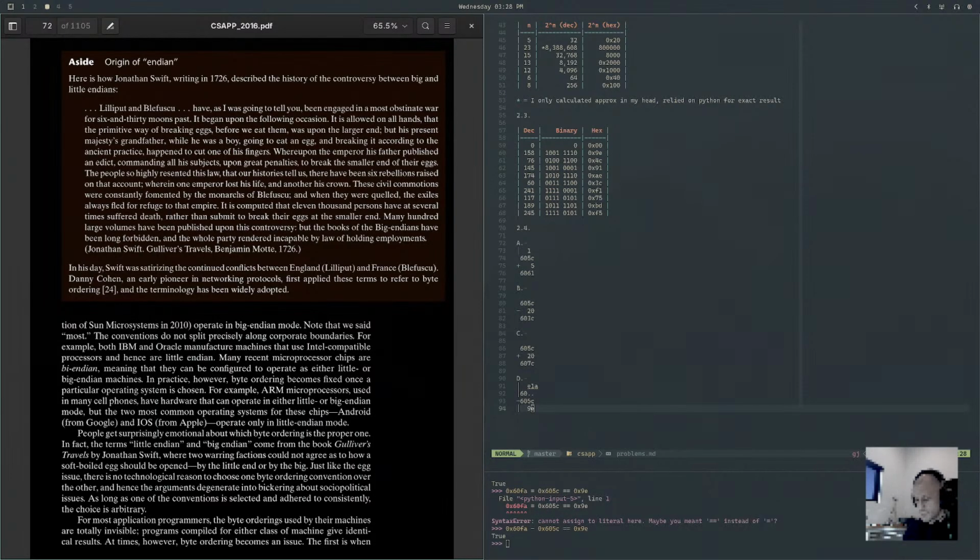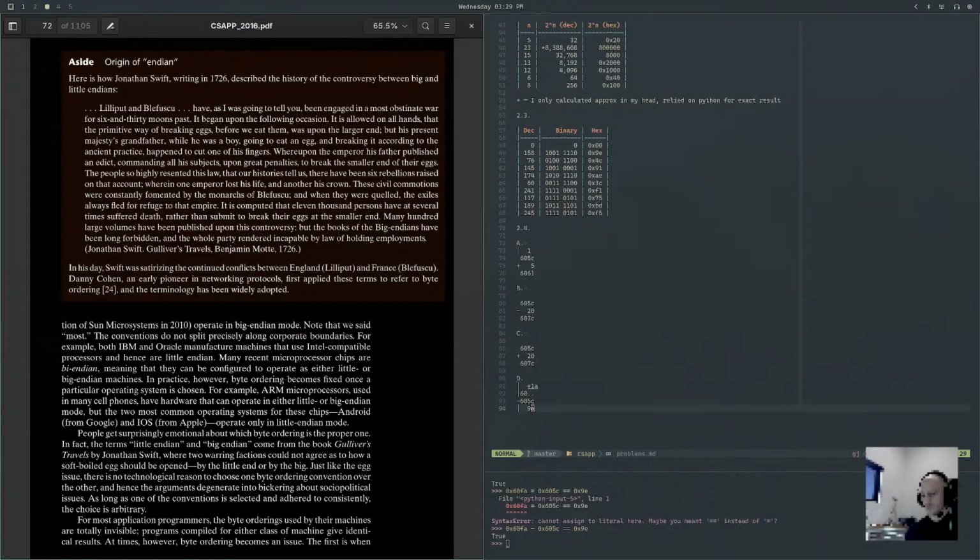People get surprisingly emotional about which byte ordering is the proper one. In fact, the terms little endian and big endian come from the book Gulliver's Travels by Jonathan Swift, where two warring factions could not agree as to how a soft-boiled egg should be opened, by the little end or the big. Just like the egg issue, there is no technical reason to choose one byte ordering convention over the other, and hence the arguments degenerate into bickering about socio-political issues. As long as one of the conventions is selected and adhered to consistently, the choice is arbitrary.